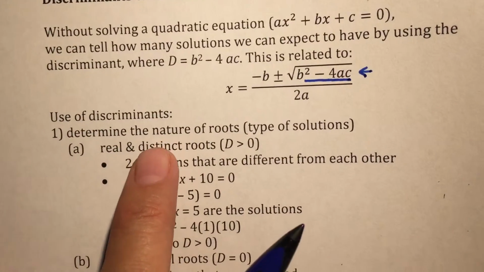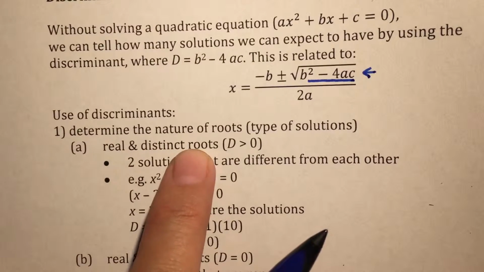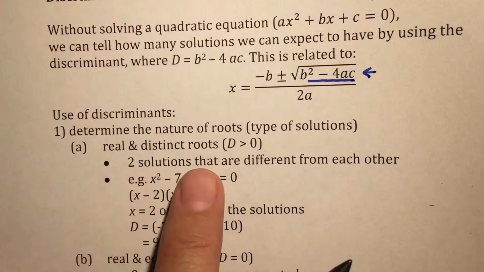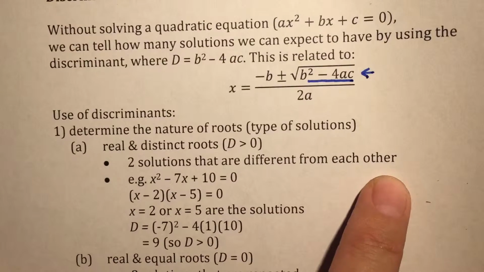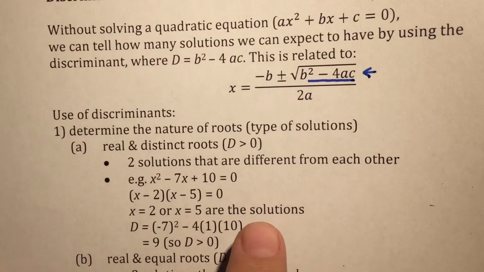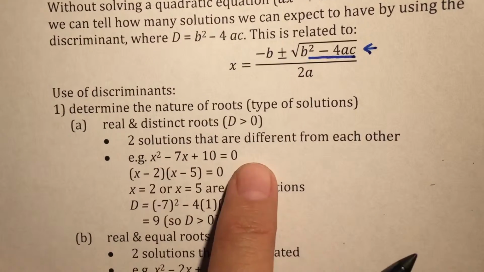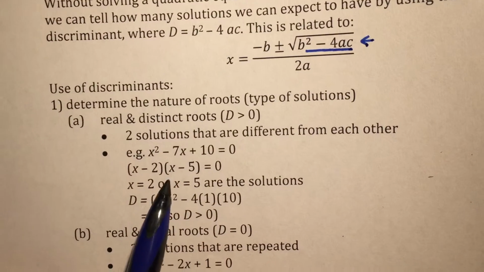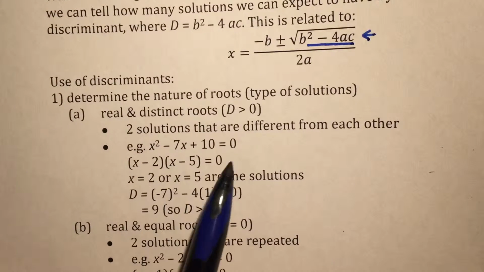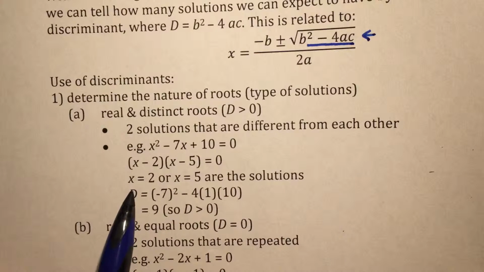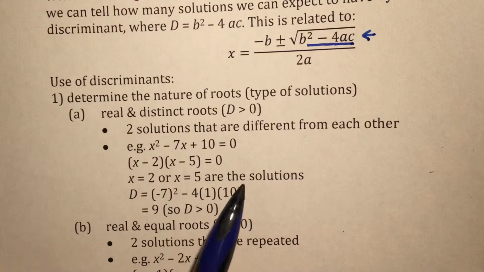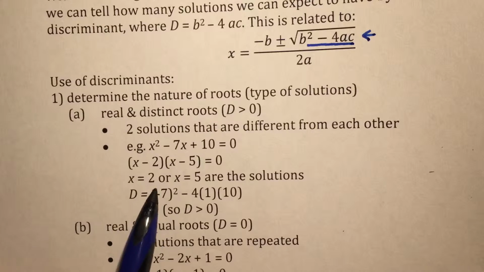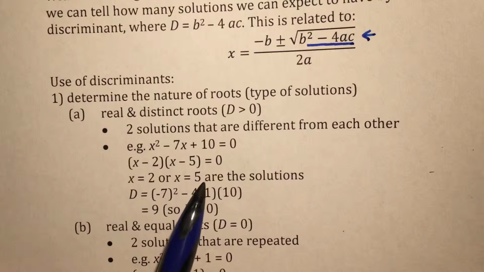The first type of solution is what we call real and distinct roots. This means that we have two solutions that are different from each other. You may not understand what this means, so let's look at a quadratic equation. Let's say we have x squared minus 7x plus 10. When we factorize it and solve it, we find that x equals 2 or x equals 5 are the solutions. So these are different solutions and there are two of them.